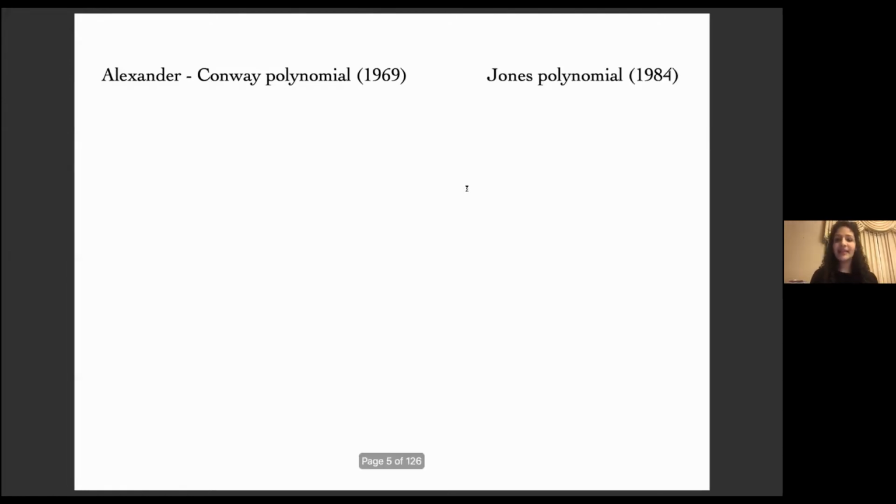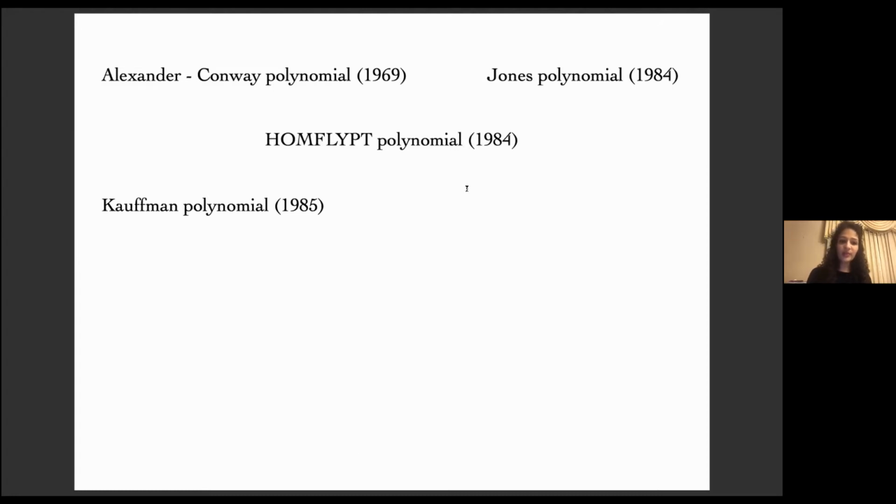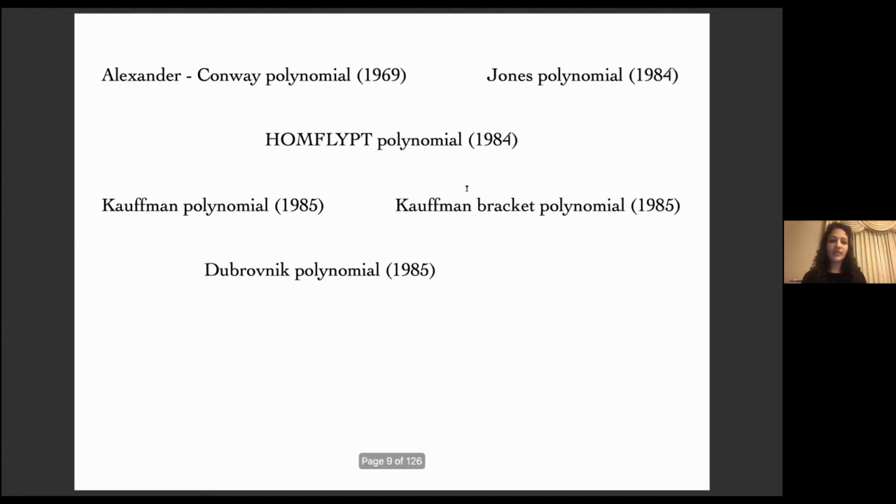Up until 1984, when Vaughan Jones discovered what's known as the Jones polynomial. And this polynomial has origins from the seemingly unrelated theory of von Neumann algebras in functional analysis. But the discovery of this polynomial served as an impetus for the discovery of other polynomial link invariants in S3. For example, the HOMFLY-PT polynomial, which was discovered in 1984, the Kauffman polynomial, the Kauffman two-variable polynomial, the Kauffman bracket polynomial, the Dubrovnik polynomial, which was also discovered by Kauffman a few months later, and the Vassiliev-Gusarov invariant, which was discovered in 1989.